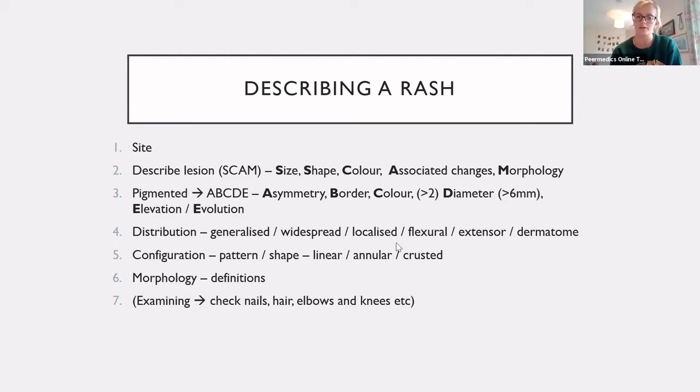So you're looking for asymmetry: if you folded it in half, it wouldn't match up. Whether the border is irregular or regular, quite round in shape. If there's more than two colours in it, that's a worrying sign of malignancy. And do describe the colours, because everything's worth marks in OSCEs. Diameter over 6 millimetres is worrying.